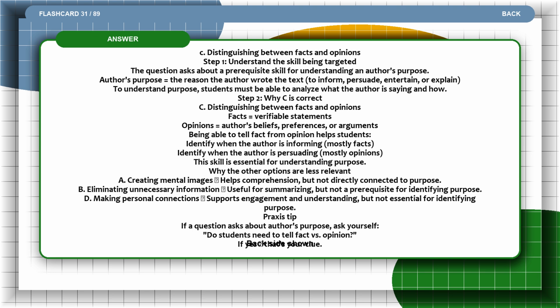Praxis tip: if a question asks about author's purpose, ask yourself, do students need to tell fact versus opinion? If yes, right arrow, that's your clue.